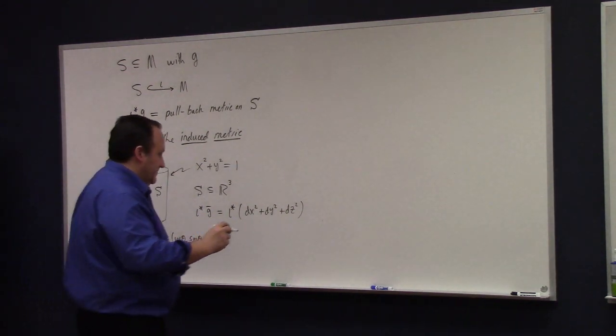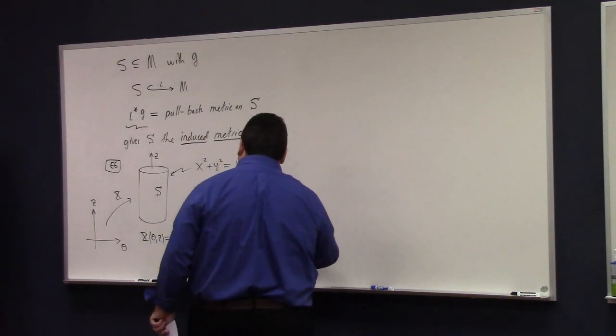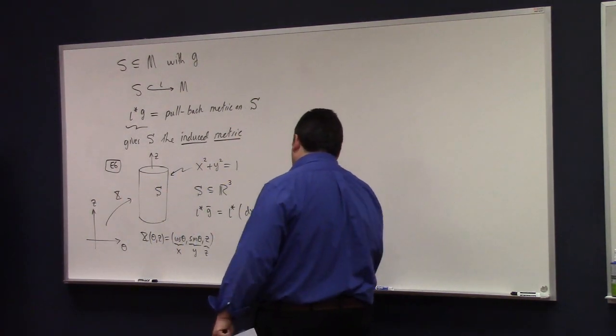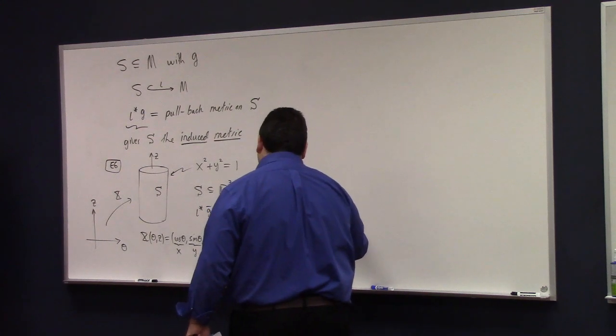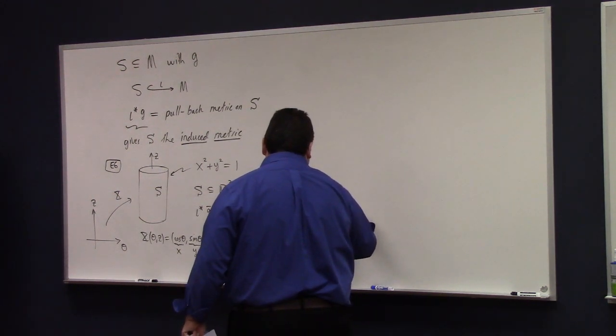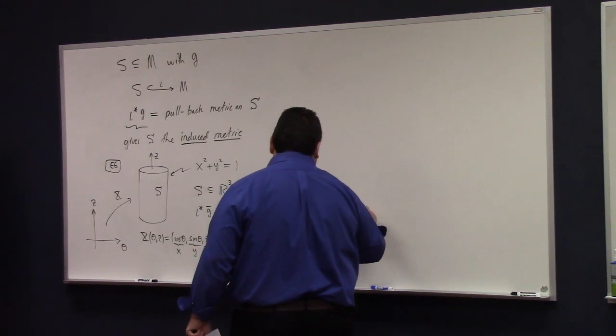So what would that look like here? If I use that for my x, y, and z, I've got what? I've got d cosine theta, which is what? Minus sine theta d theta, square that, plus what?